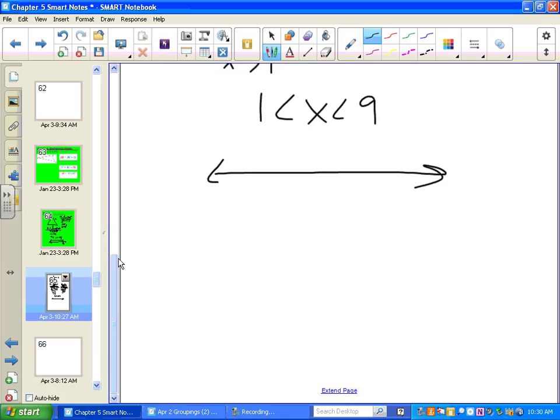All right, Edmund, how would I graph this? Is that what you're saying? Is that how you graph this? Then yes, you're correct. Good. Open circles on 1 and 9, line in between. X is between 1 and 9. Is that better? X is between 1 and 9. Questions on that?